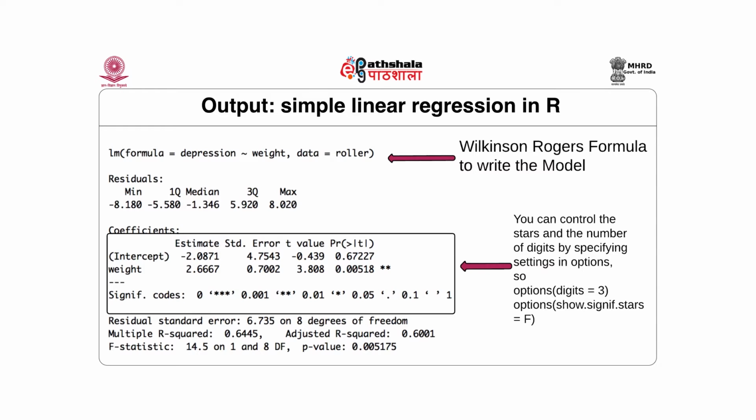And you can actually then manipulate these numbers, so you can control how many stars you want. If you do not want the stars, then put options show significant stars, set it to false. If you want 2 digits, make it digits equal 2. If you want 3 digits, make digits equal 3, etc. I did not put any option statement here.